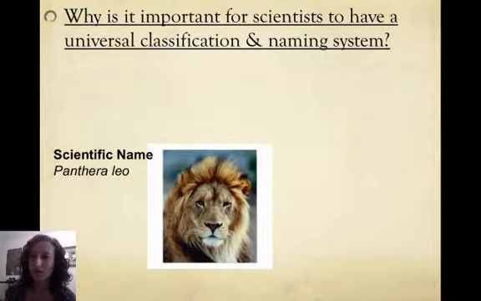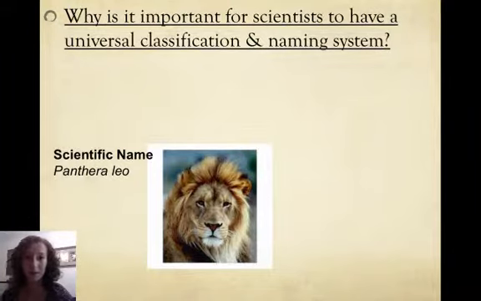So why is it important for scientists to have a universal classification and naming system? Well, take a look at this picture. You would know it as a lion. Its scientific name is Panthera leo. Why should we call it Panthera leo instead of a lion?